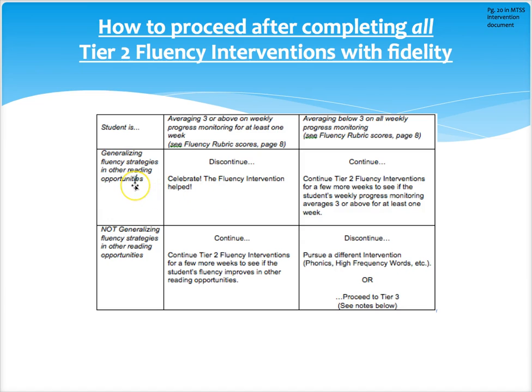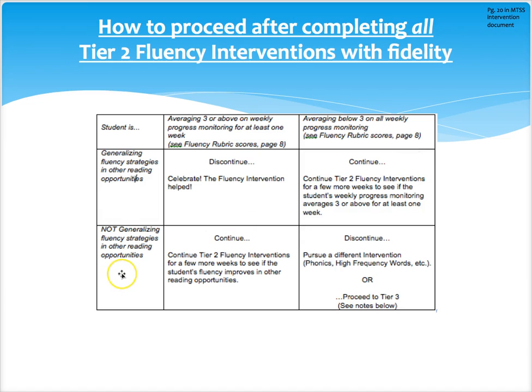But what if they're generalizing it in other reading opportunities, but they are still not scoring a 3 or above on their weekly progress monitoring? You will want to continue. Continue with Tier 2 fluency interventions for a few more weeks to see if the student's progress will improve to a 3 or above on that weekly progress monitoring.